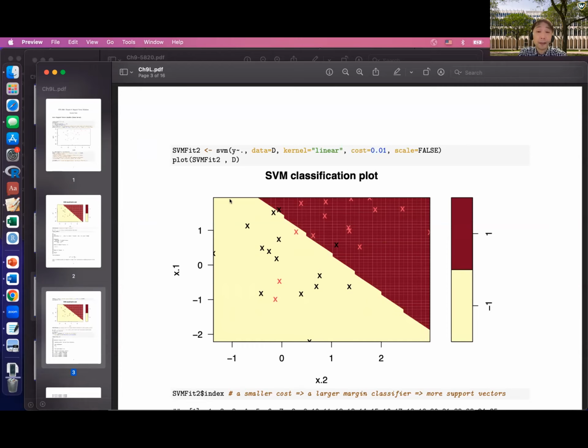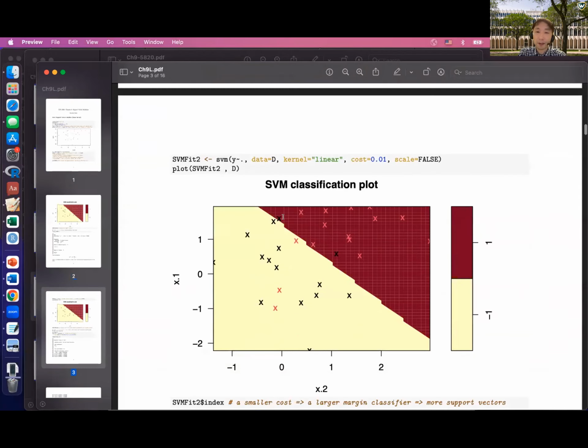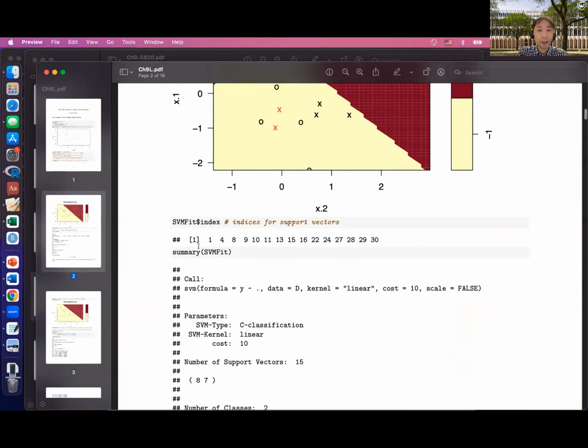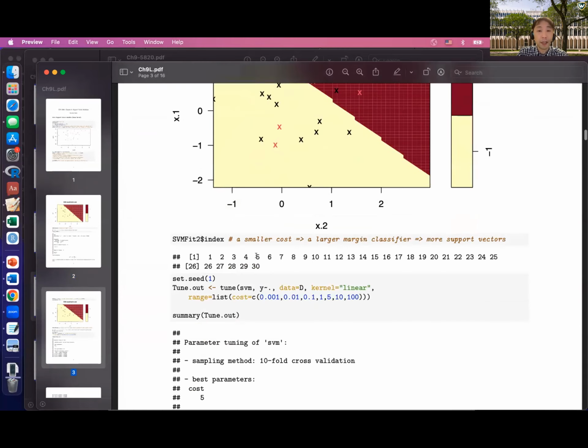But anyway, the boundary doesn't change much, maybe slightly different. Maybe the slope looks slightly smaller, closer to 0. In the first one, we see the support vectors. This is our SVM fit. Then $index gives the indices of the support vectors, and we have 15 of them. But here, all 30 observations are support vectors.